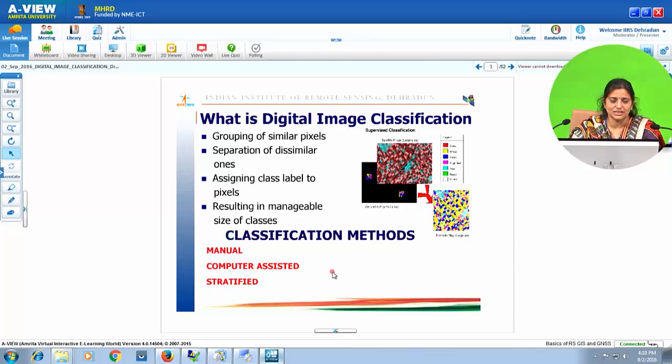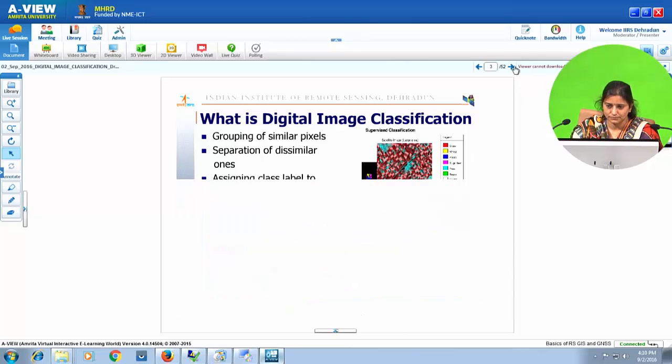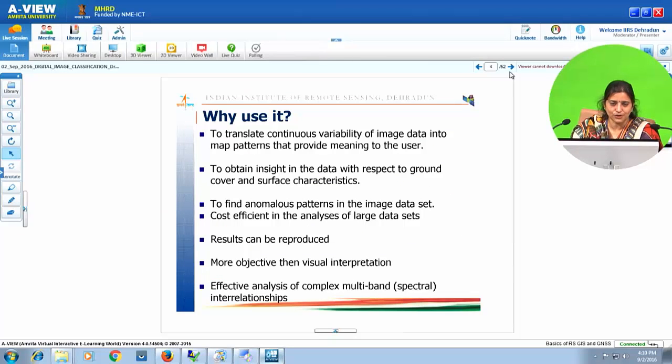So that is why these classification methods or algorithms are called hard classification methods, and there are various methods of hard classification, supervised and unsupervised. In both the approaches we have various algorithms. In today's lecture we will be discussing all these algorithms. So why should we go for digital image classification or multispectral classification?